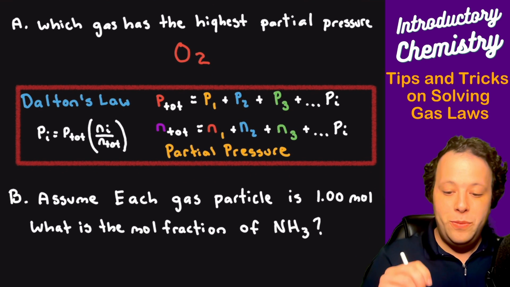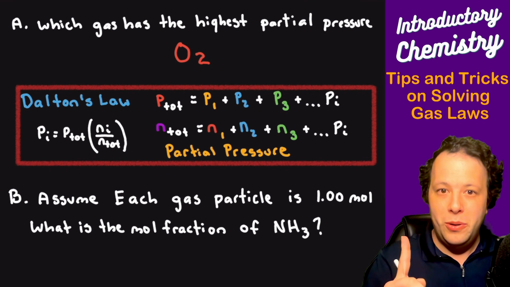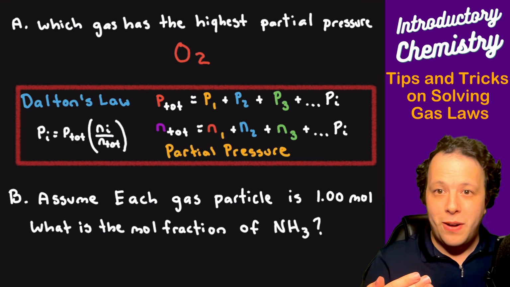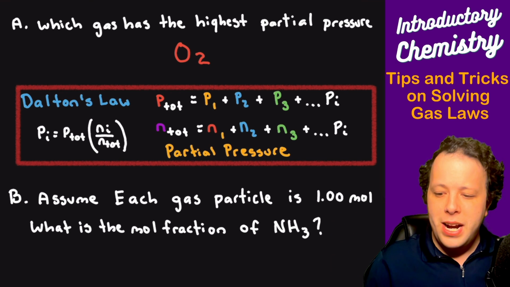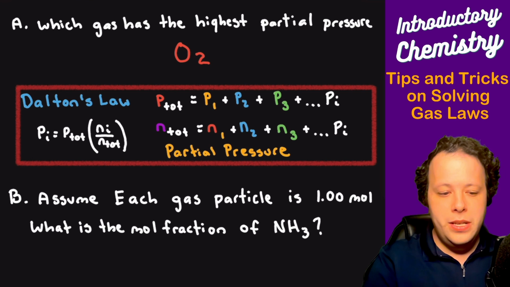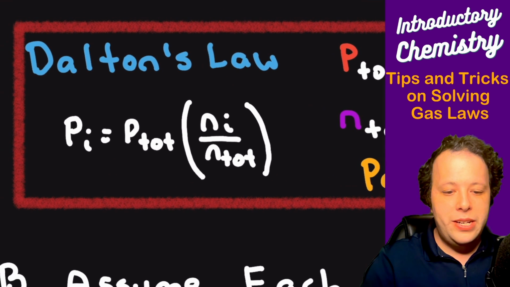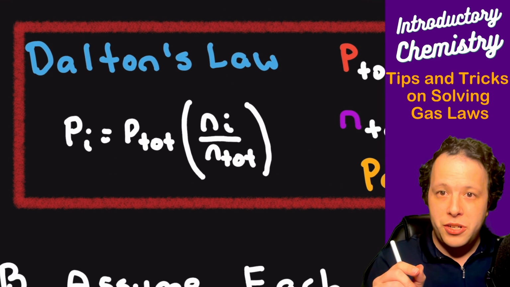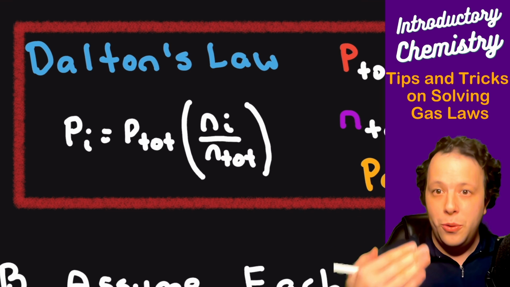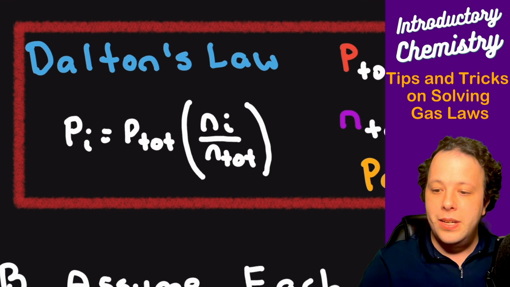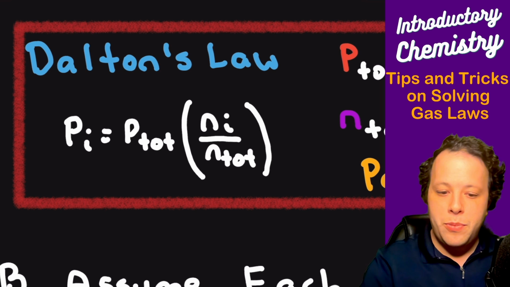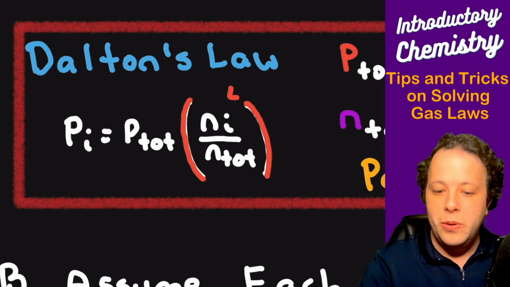So if we assume each gas particle is 1 mole, what is the mole fraction of NH3? Well, okay. So mole fraction, what is that referring to? Well, if you look at this formula here, where partial pressure is equal to the total pressure times Ni over N total, what this part in parentheses here is your mole fraction.